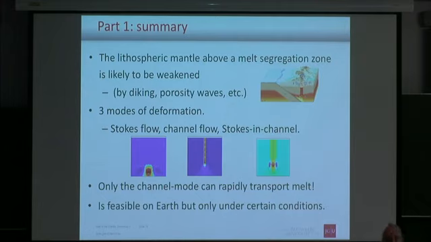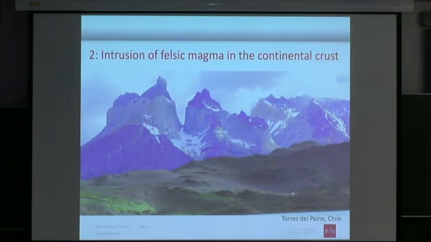Okay, that brings me to the second part of my presentation, because I want to look at how to intrude felsic magmas in the continental crust. And this is a spectacular picture of Torres del Paine, and this is one of the few laccoliths, batholiths on Earth where we have a fully three-dimensional exposure. This is perfectly mapped, and you can see the contact with the top and the bottom, so you can actually study how this has been intruded and how this worked with time.